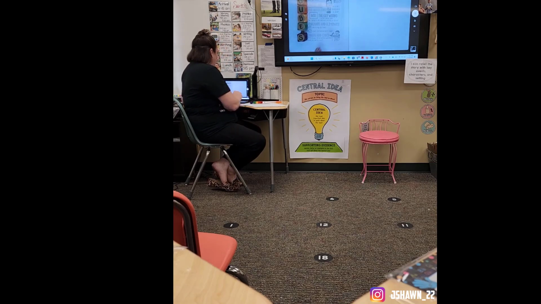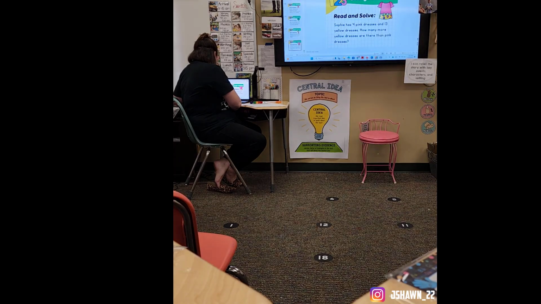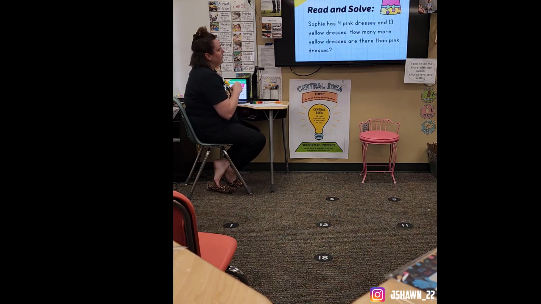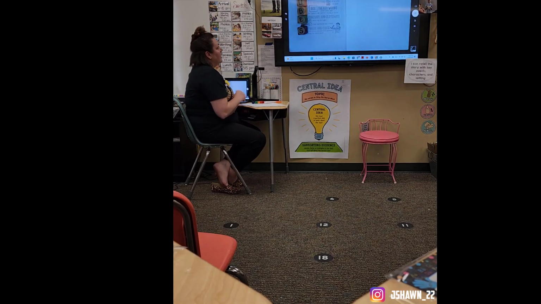So today's word problem, we are going to toggle over to our presentation. I'm going to make this a little bit bigger for the slides on our slideshow. There we go. Our current slide says read and solve. Sophie has 4 pink dresses and 13 yellow dresses. How many more yellow dresses are there than pink dresses? So that's our question. We're going to go back and look at our problem.